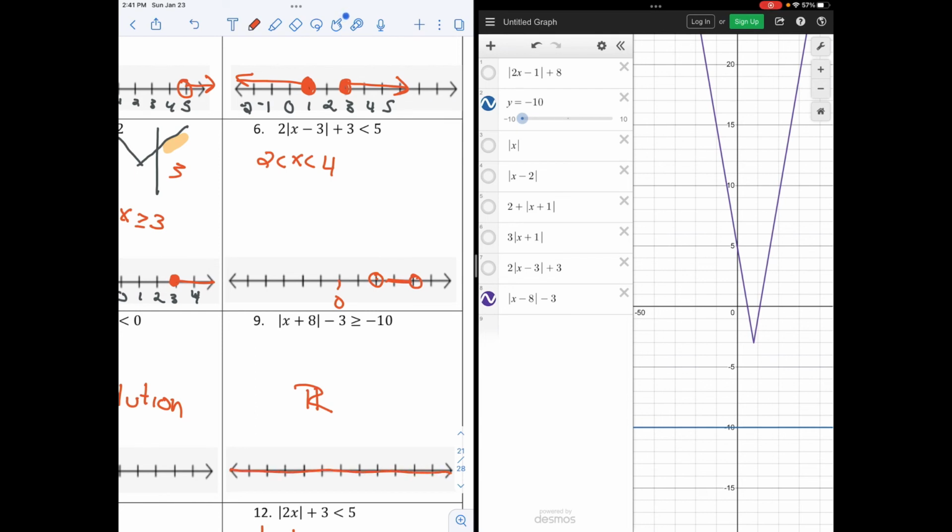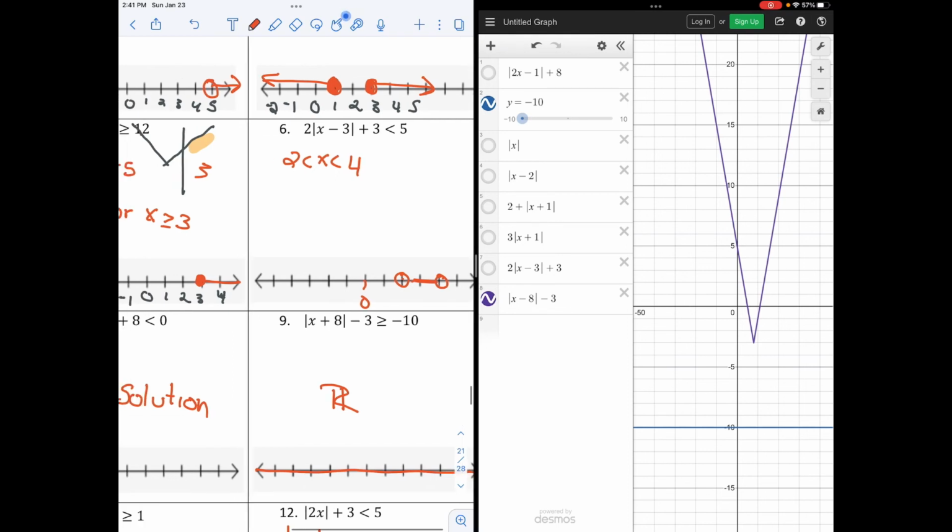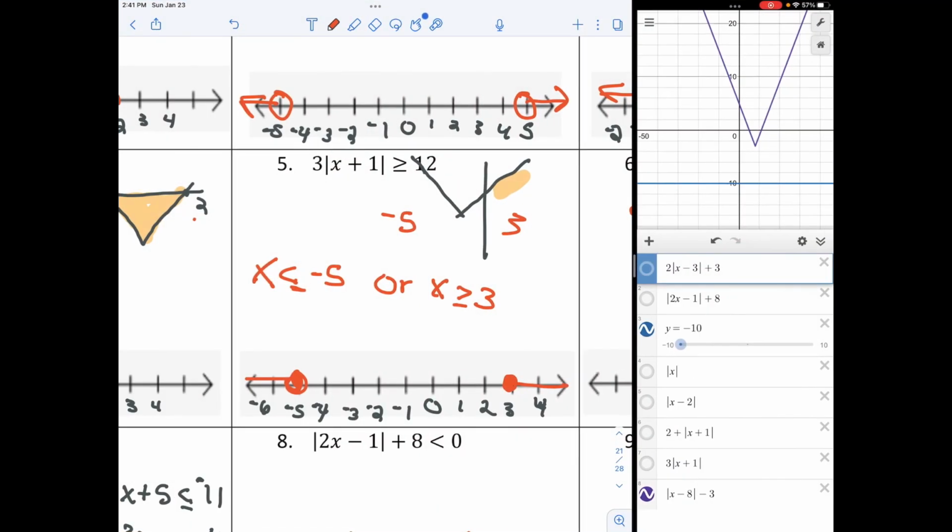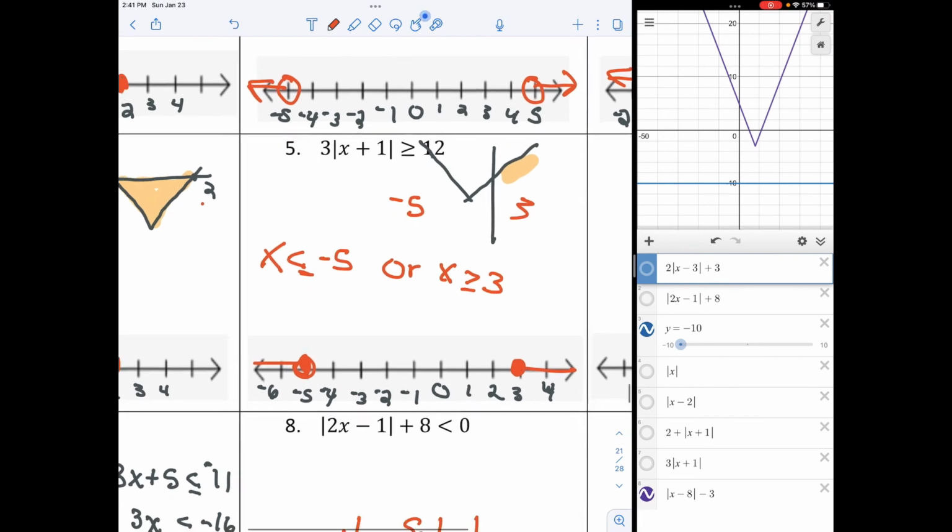And really the way we would graph this, we would just graph the entire number line to show that it includes every value. So it doesn't matter what value we put in here, it's always going to be greater than -10. So therefore, this has all real number solutions. Okay? Go ahead and pause the video and do the last 3 problems.